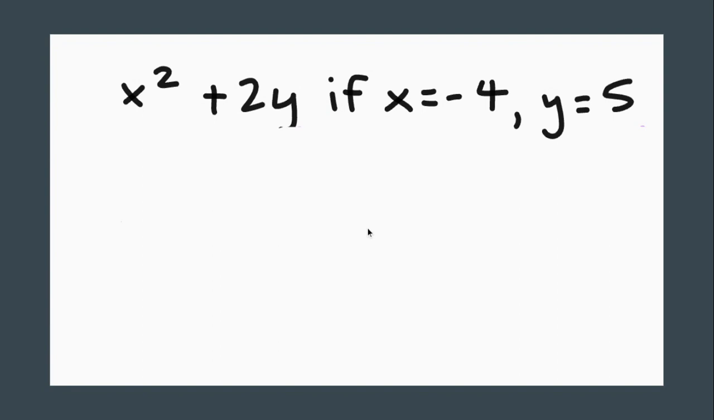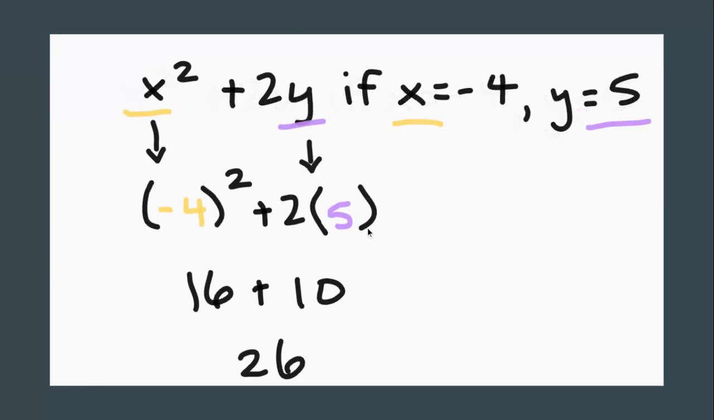Here's an example. X squared plus 2y if x equals negative 4 and y equals 5. Here I did some color coding because that's my favorite. Our x's are going to be our red and our y's are going to be our blue. I took that x and I substituted in the negative 4 because that was our given value. And every single time that you substitute something, you want to make sure you put it in parentheses, and that's going to be really important, especially when you have your exponents, because as you can see, your negative is inside of your squared. So that means negative 4 times a negative 4 is going to give you a positive 16.